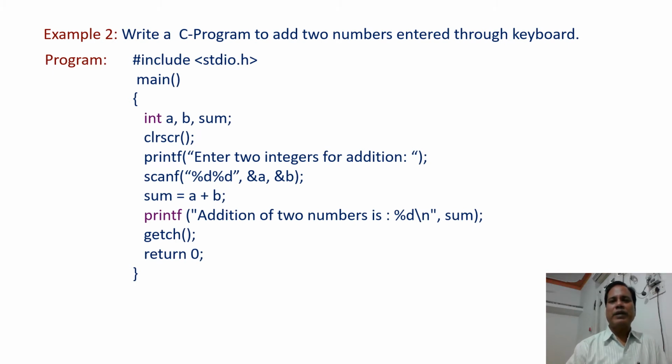Again we write hash include standard input output .h. In every program we write this statement just to include the input output functions that we use in our program. So in every C program that we write, this statement is required.